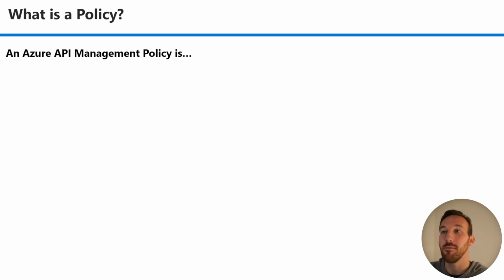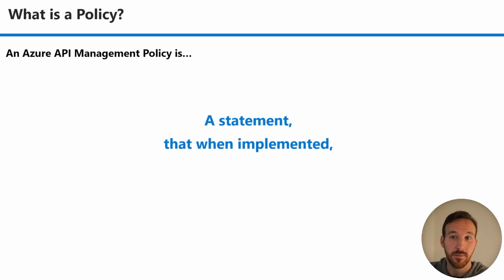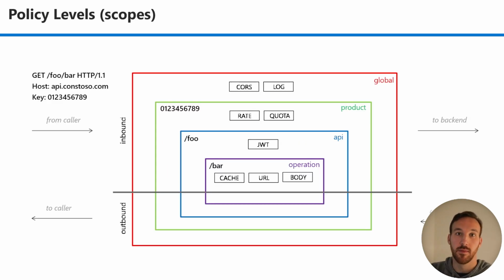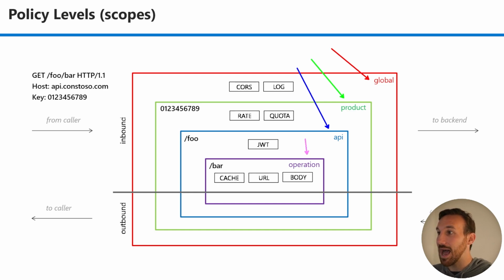Well, an Azure API Management policy is a statement that, when implemented, will modify the behavior of an API. These policies can take place at multiple different levels or scopes. There is the global scope that all APIs can get policies applied to. There is the product scope where you could apply policies to a specific product. You could also apply policies to a specific API. And you could also apply policies to a specific operation on a specific API.